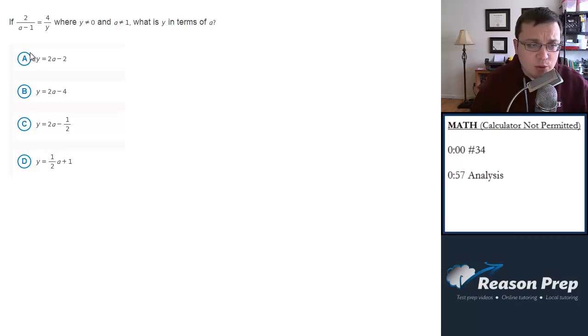If 2 over a minus 1 equals 4 over y, where y doesn't equal 0 and a doesn't equal 1, what is y in terms of a? We could plug in here. It's kind of annoying though.